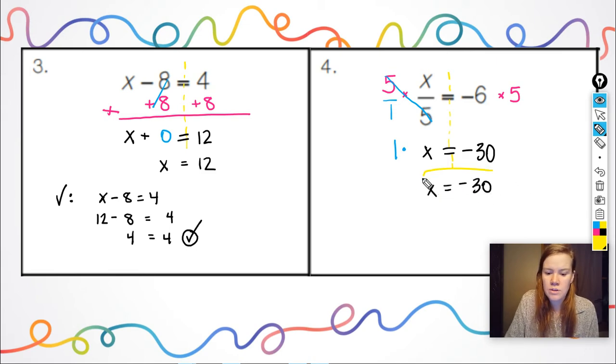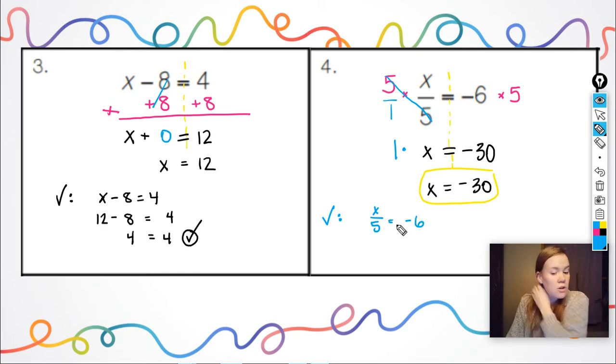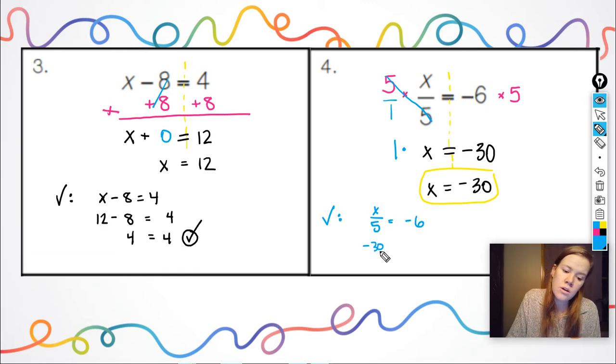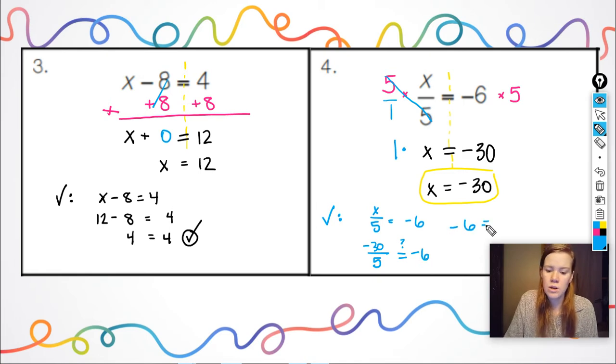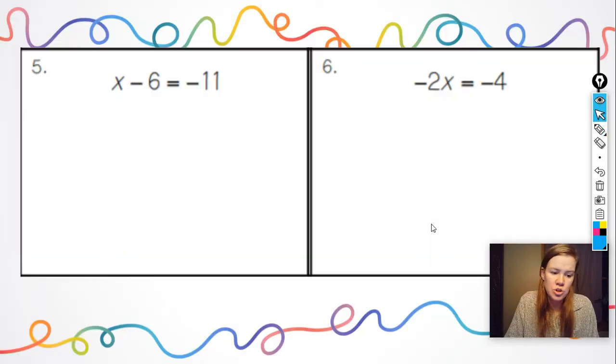That's what we think the answer is. Go ahead and check. You rewrite down the original equation, x divided by 5 equals negative 6. You plug in what you think your answer is, negative 30 divided by 5. Is that negative 6? Yes, it is. I'm running out of room because of my picture, but negative 6 is negative 6. So you know you've solved it correctly. I want you guys to try 5 and 6 on your own.